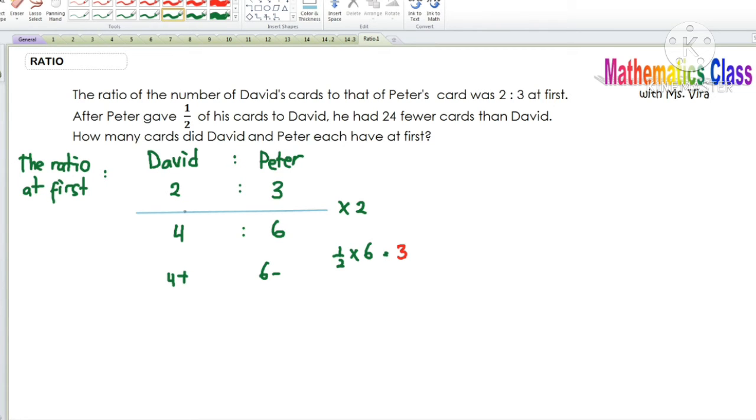So their ratio now, Peter 6 minus 3. David 4 plus 3. So we can write the ratio after will be David 7, Peter will be 3.